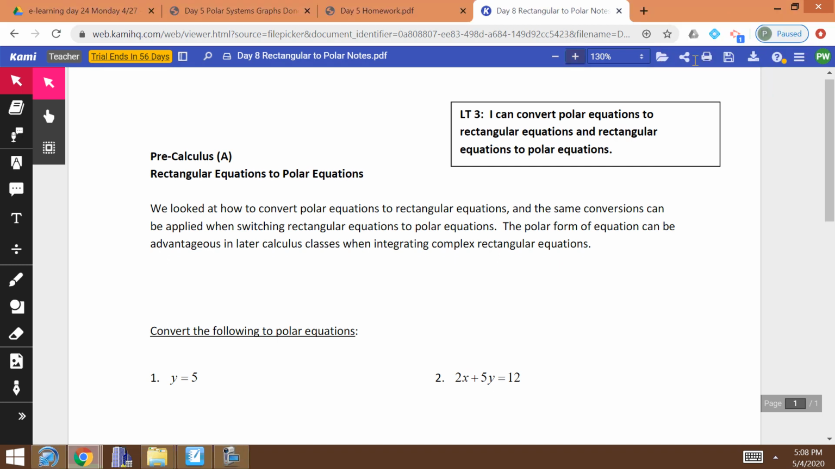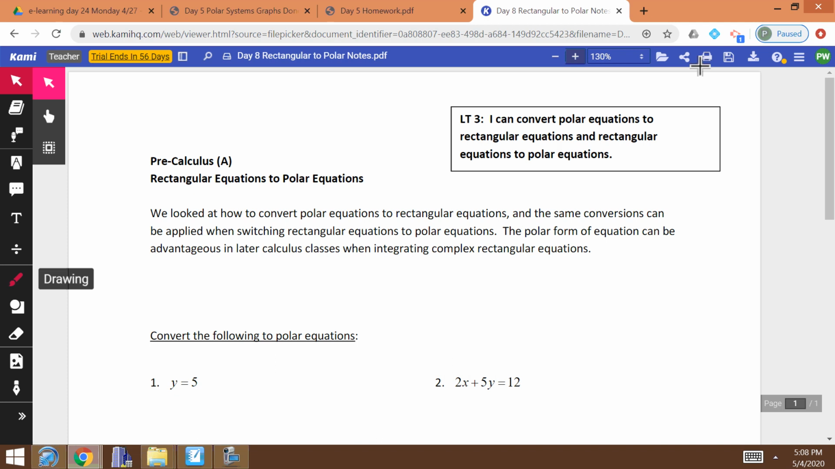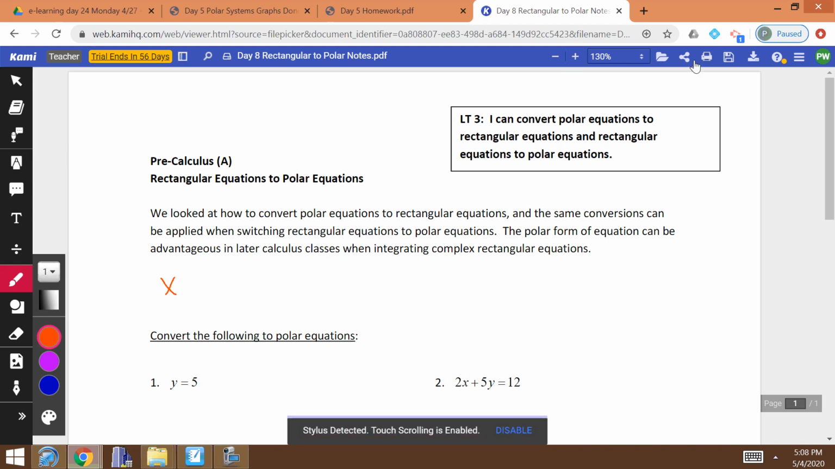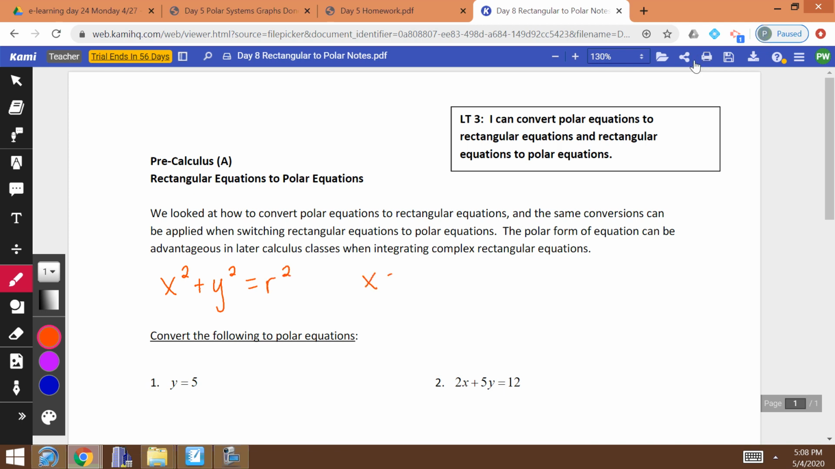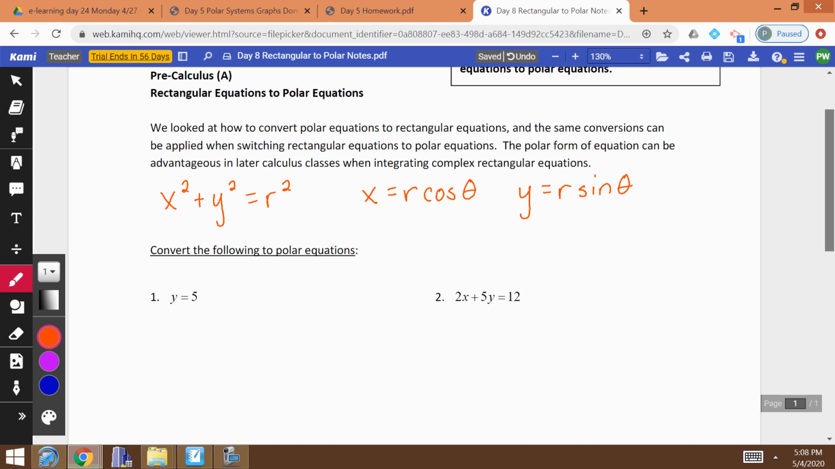We know that x squared plus y squared is going to equal r squared. We know that x is equal to r times the cosine of theta, and we know that y equals r times the sine of theta. So we're going to basically be using the same things, just going the other way around. So we're going to start off with y equals 5.